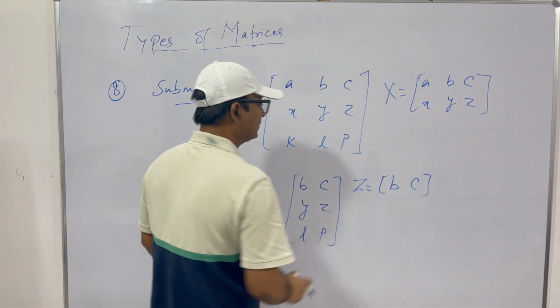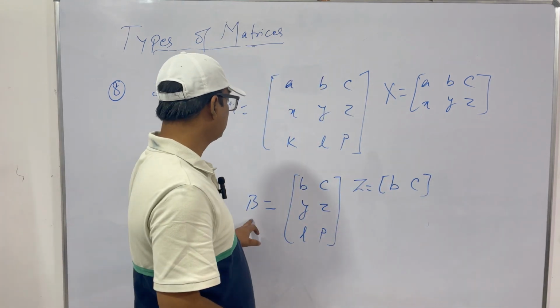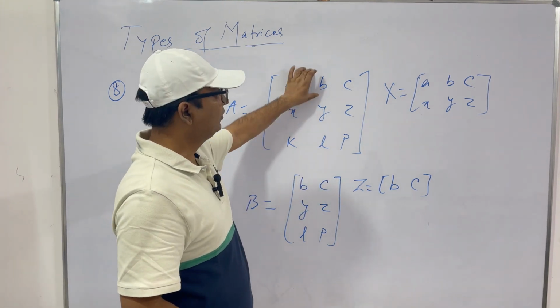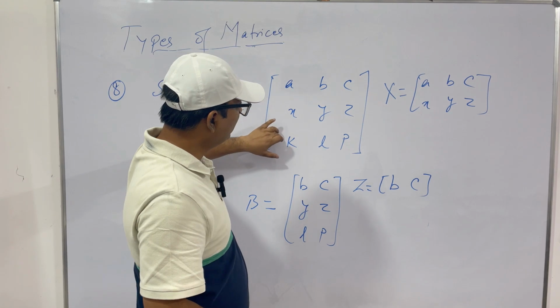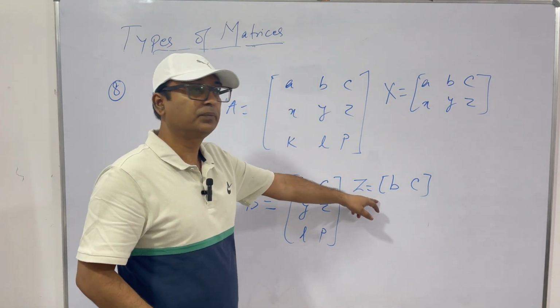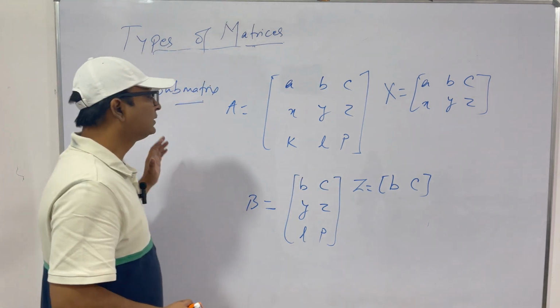Let's say this is Z matrix. Z matrix is a submatrix of B, and it is also a submatrix of A. We have omitted column 1 and we have omitted row 2 and row 3. We get this. So this is a submatrix.